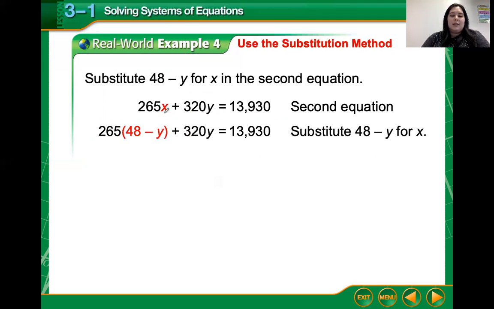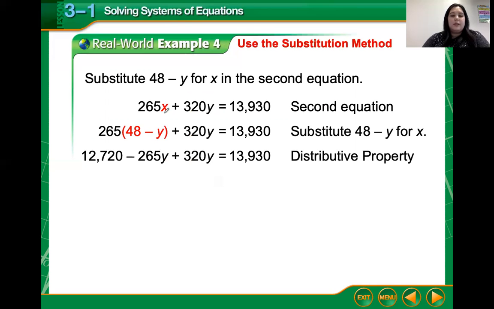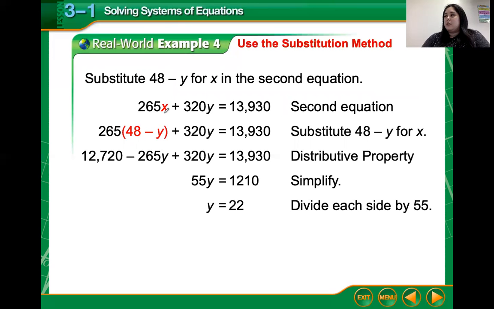And then I'm going to go ahead and simplify. So we're going to multiply and then combine like terms by using distributive property. And when simplifying, we get 55Y equals 1210. We're going to just divide and get Y equals 22.